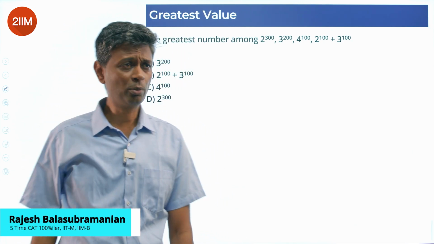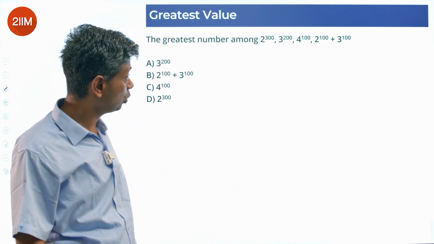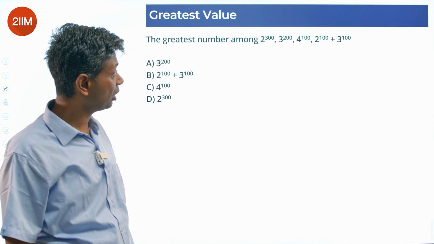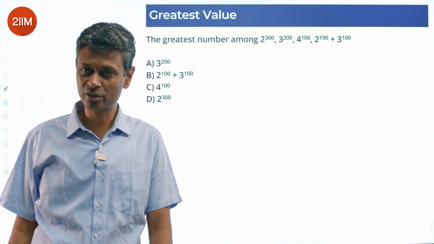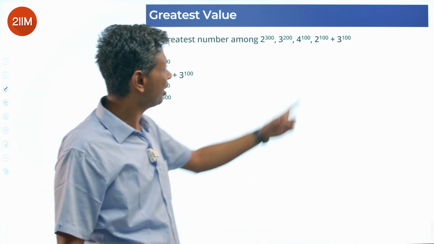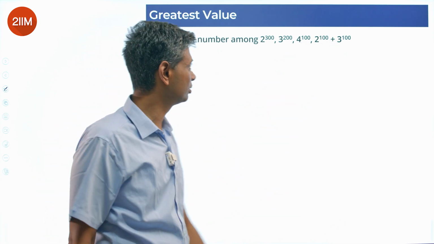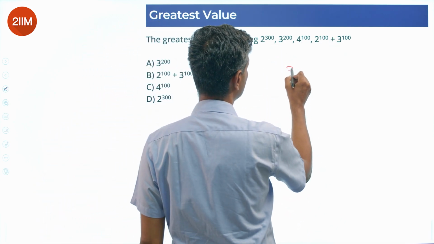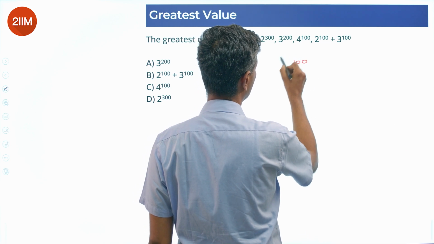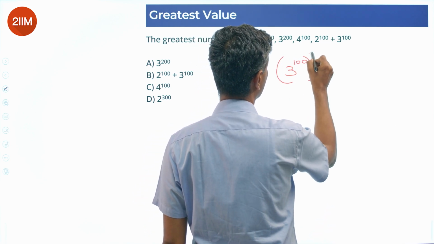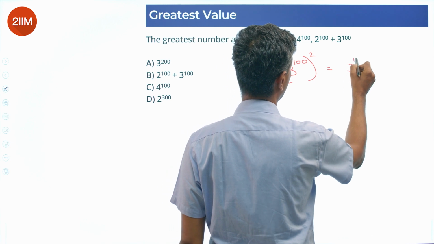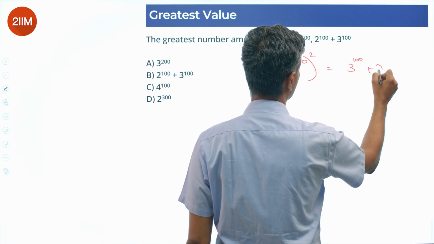The greatest number among 2 power 300, 3 power 200, 4 power 100, and 2 power 100 plus 3 power 100 is the greatest of these. 2 power 100, 3 power 100. This is 3 power 200. This is 3 power 100 whole square. This is 3 power 100 plus 2 power 100.